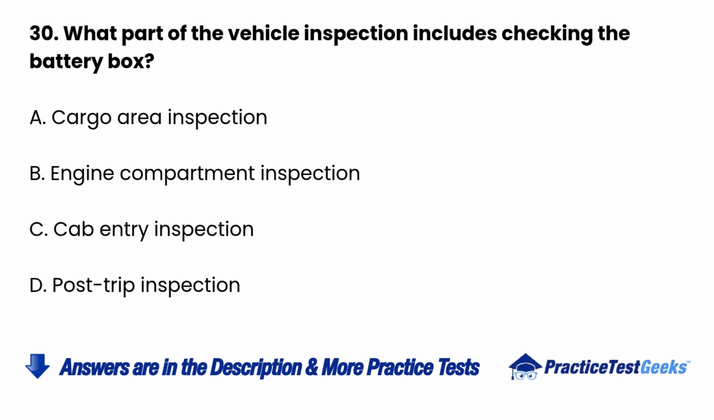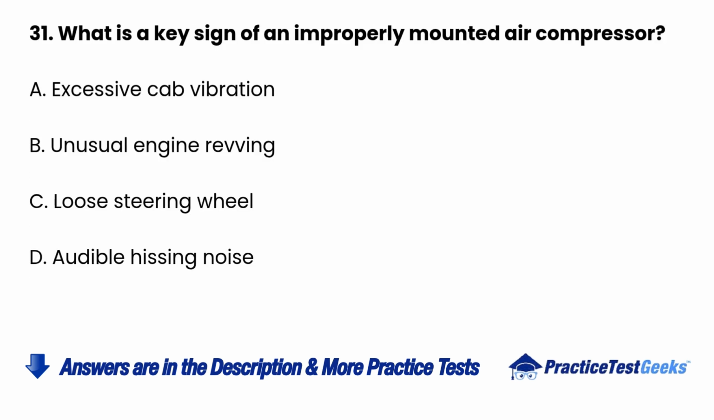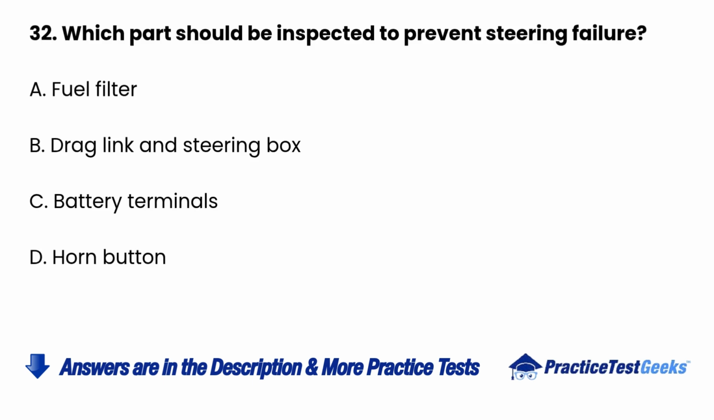A. Cargo area inspection. B. Engine compartment inspection. C. Cab entry inspection. D. Post-trip inspection. 31. What is a key sign of an improperly mounted air compressor? A. Excessive cab vibration. B. Unusual engine revving. C. Loose steering wheel. D. Audible hissing noise.